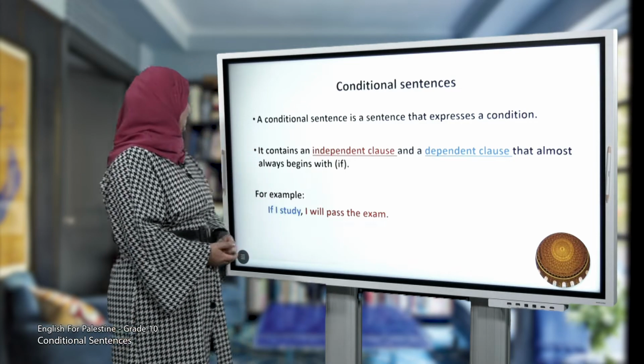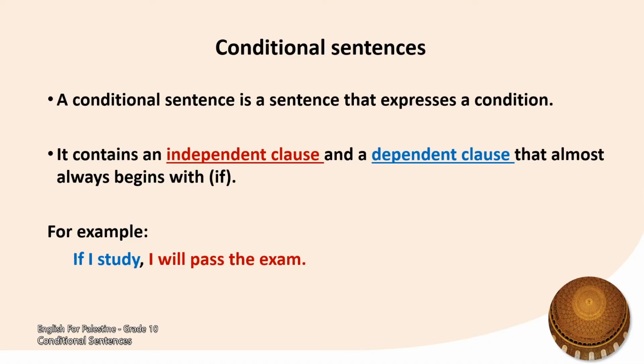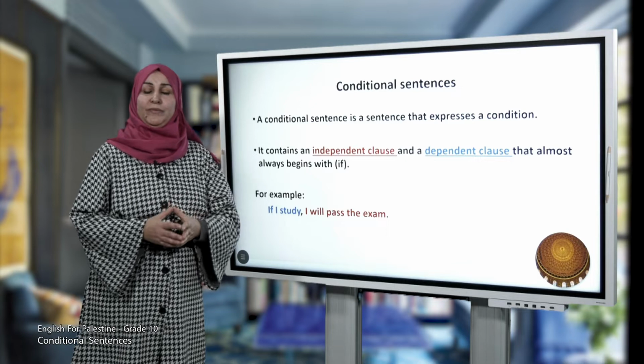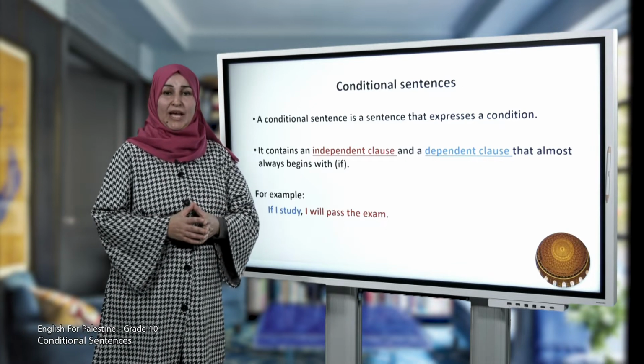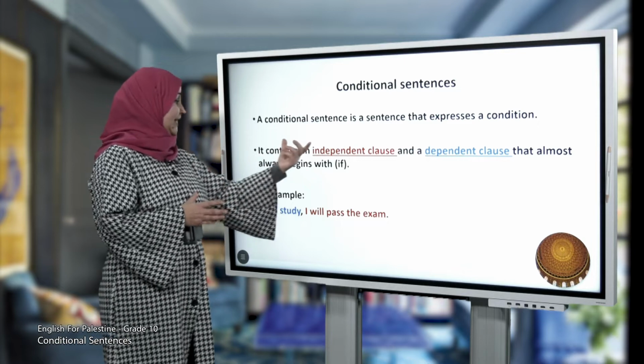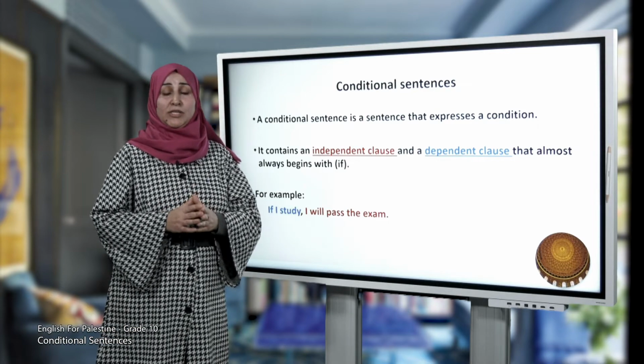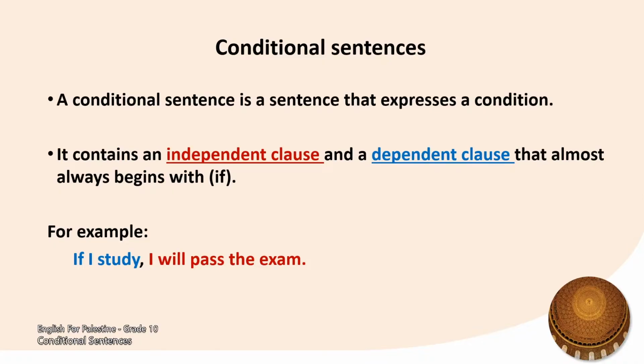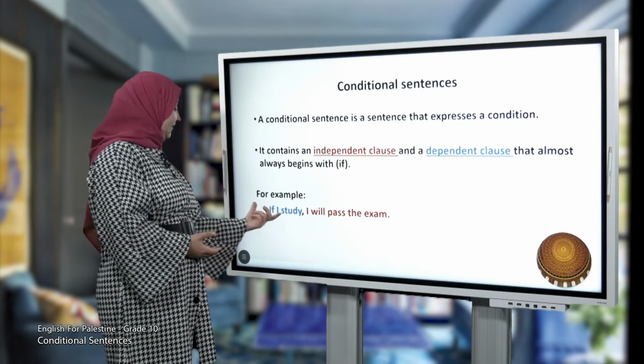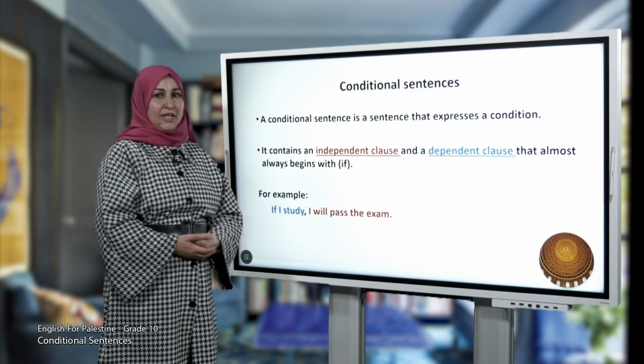Conditional sentences. A conditional sentence is a sentence that expresses a condition. It contains an independent clause and a dependent clause that almost always begins with if. So, when we form conditional sentences, we have 2 clauses. One is an independent clause and the other is a dependent clause. And the dependent clause contains if. For example, if I study, I will pass the exam. Here we have an if clause and another clause.